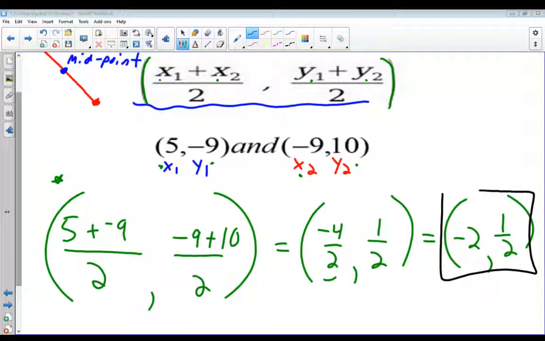So yes, you can get fractions as part of your midpoint answer. Do not be afraid of that. That is possible. And then that's what you would do. You would type in the parentheses, and then -2, comma, 1/2. And then that's it. Very, very easy. Easy points. Moving on to some other stuff.